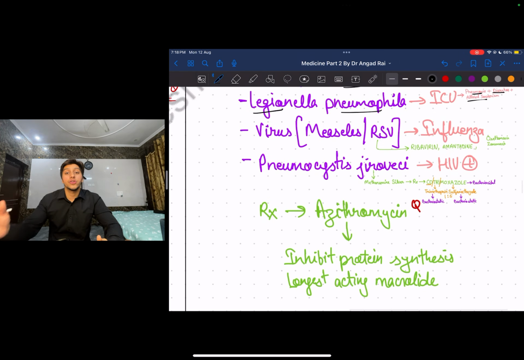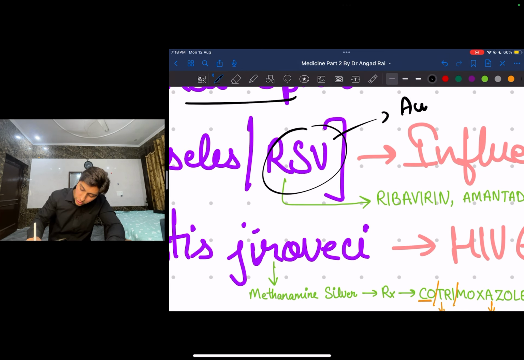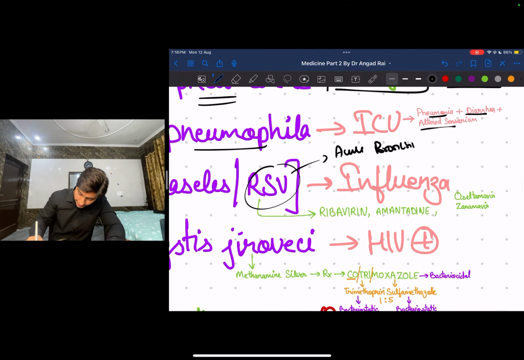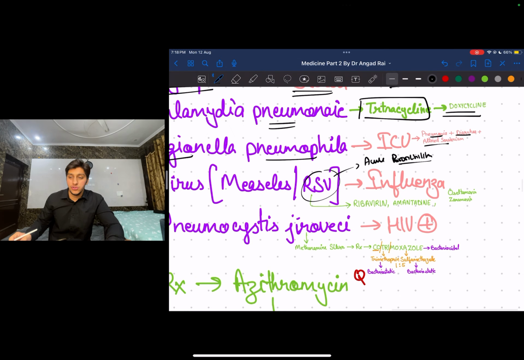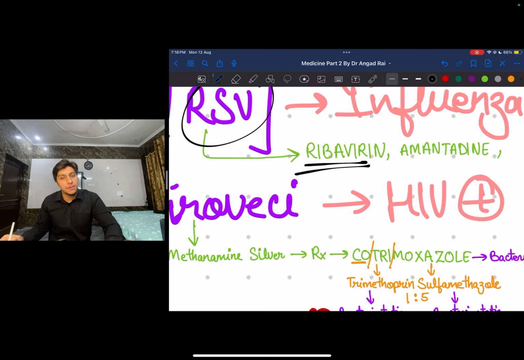Viruses are another cause of atypical pneumonia. Examples are measles and RSV. Remember, guys, we talked about RSV in pediatric cases also. It was causing acute bronchiolitis. What drug were we giving? We were giving ribavirin. Amantadine is also given in influenza-type conditions, right?